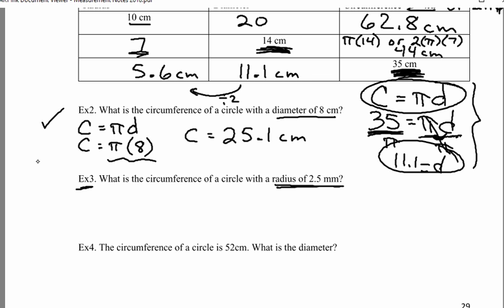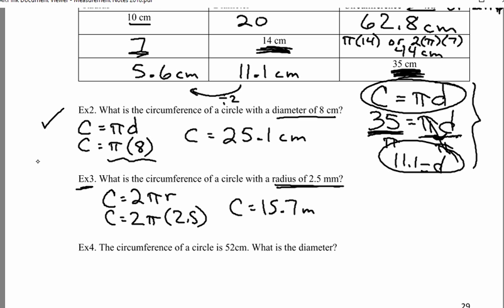Well, if we have a radius given to us in this case, I'm not going to use pi d. I have a different formula that incorporates radius, 2 pi r. So circumference is 2 times pi times the radius 2.5. 2 times pi times 2.5. I got circumference is 15.7 millimeters.